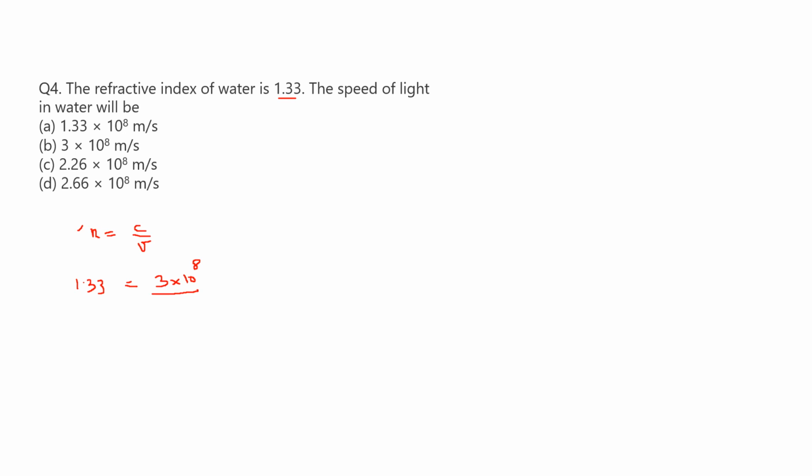Then what should be the velocity? You have to find it out, so just change this position. Velocity is nothing but 3 into 10 to the power 8 divided by 1.33. Okay, you will get the answer. What the answer should be, you decide by yourself. Do the calculation and get the answer by yourself, children. This much I have done; the further calculation you are going to do by yourself.